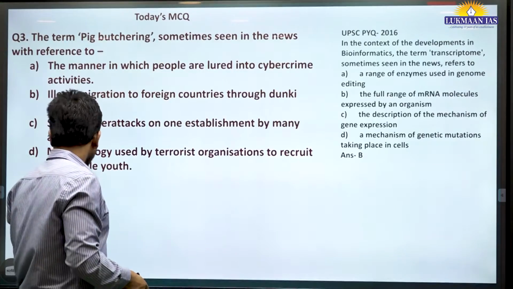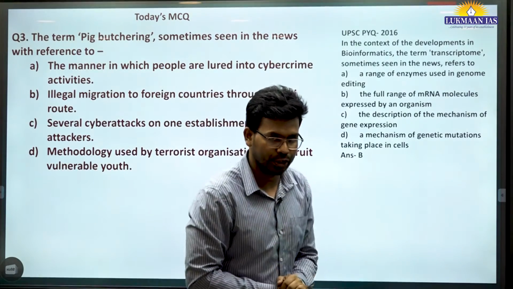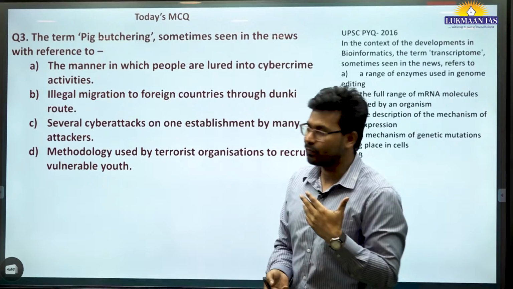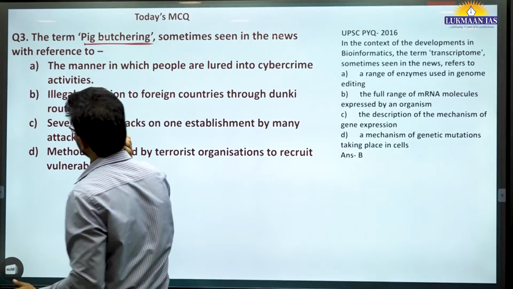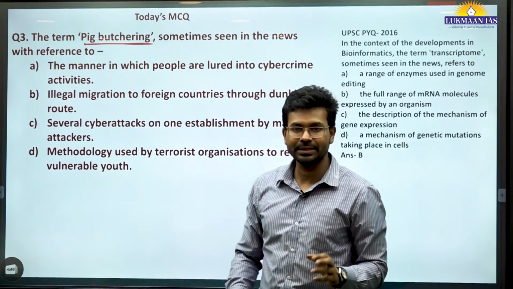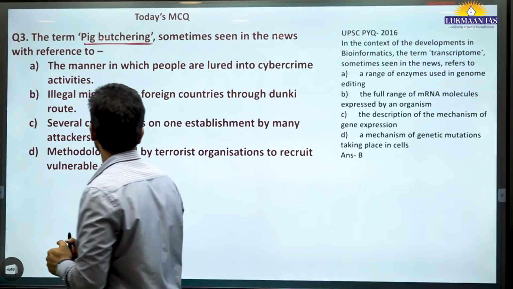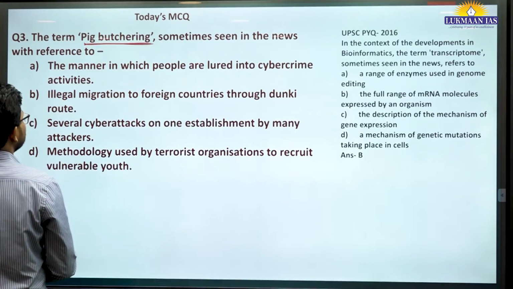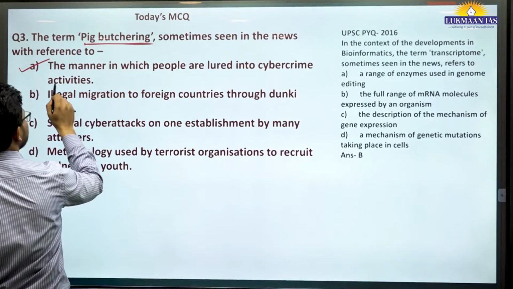Now we have another question. This is a term-based question. This term was recently in current affairs: pig butchering. What do we mean by pig butchering? Basically, this is a concept related to cyber security. It says the manner in which people are lured into cyber crime activities. The correct answer is this one.